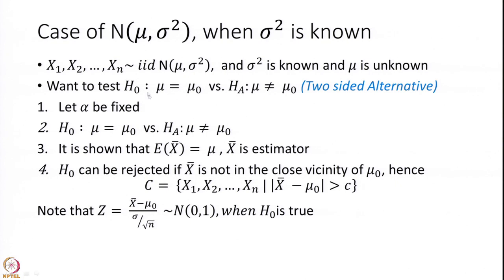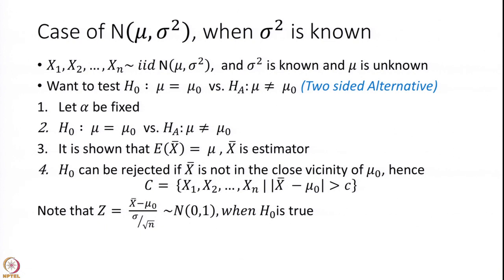We are going to perform all the tests to test whether the mean is equal to a fixed value mu naught. Therefore, mean is our point of focus, and therefore, we find a test statistic in terms of the sample values x1, x2, x3, xn, which is x bar, which says that expected value of x bar is mean mu, and therefore x bar is a good estimator.